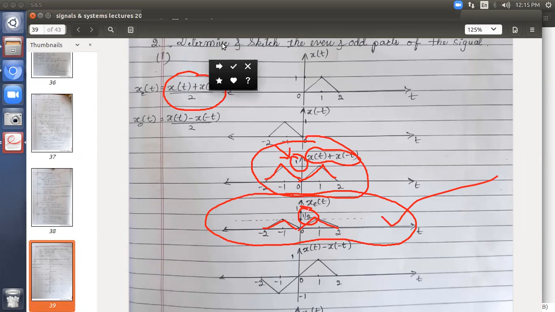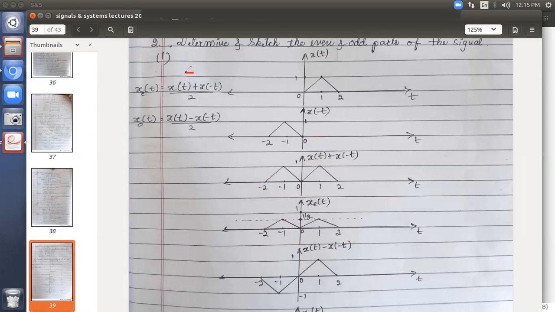Similarly, we will go for drawing the odd part. So what's the difference? In the even component, we added the two signals. In the odd component, we will subtract the signals. Let's see.